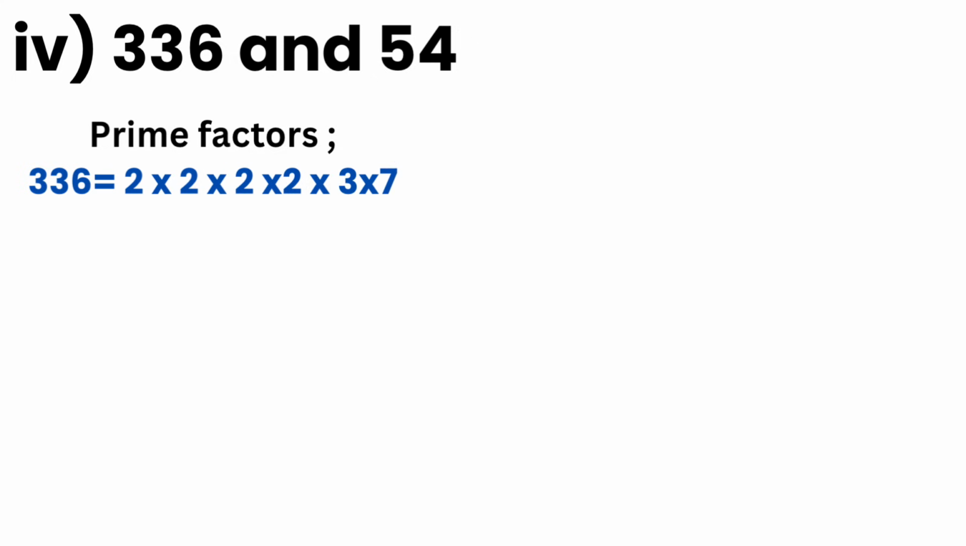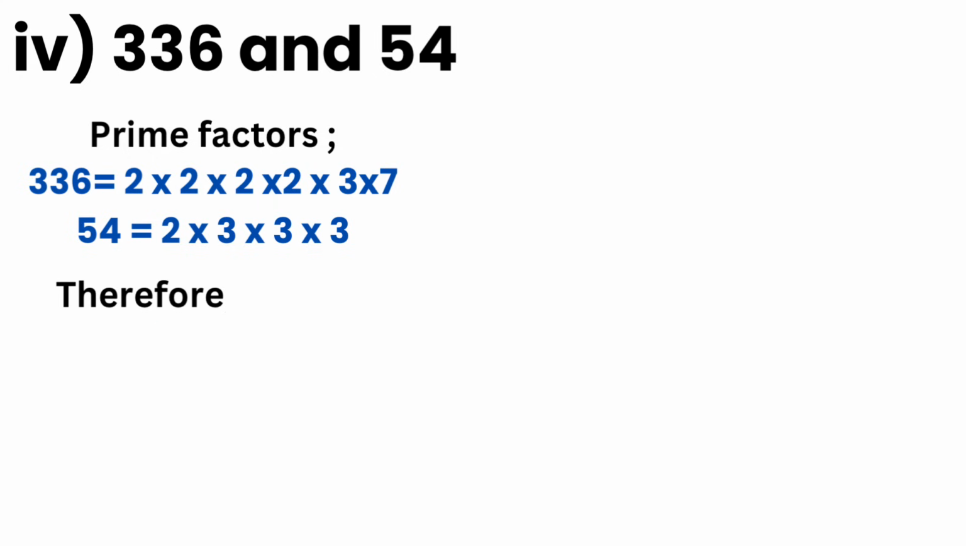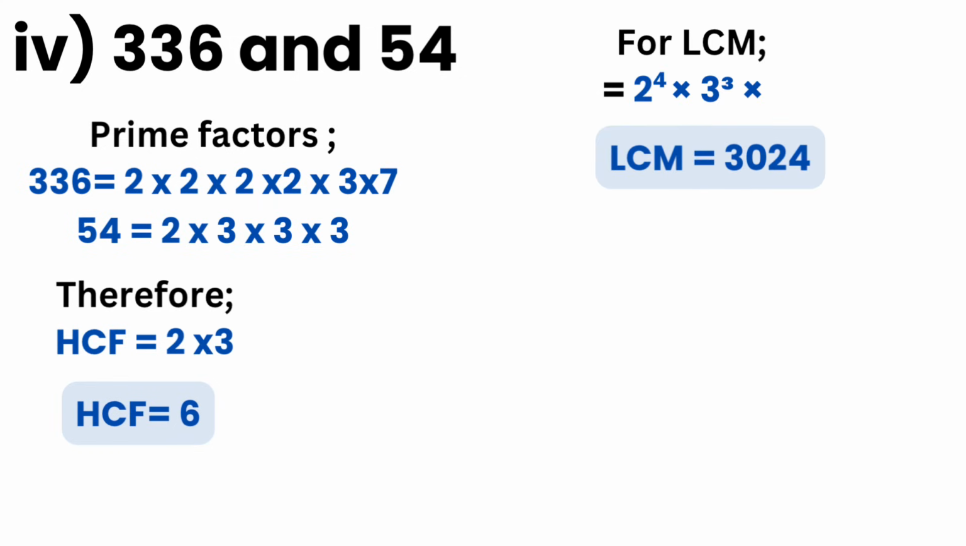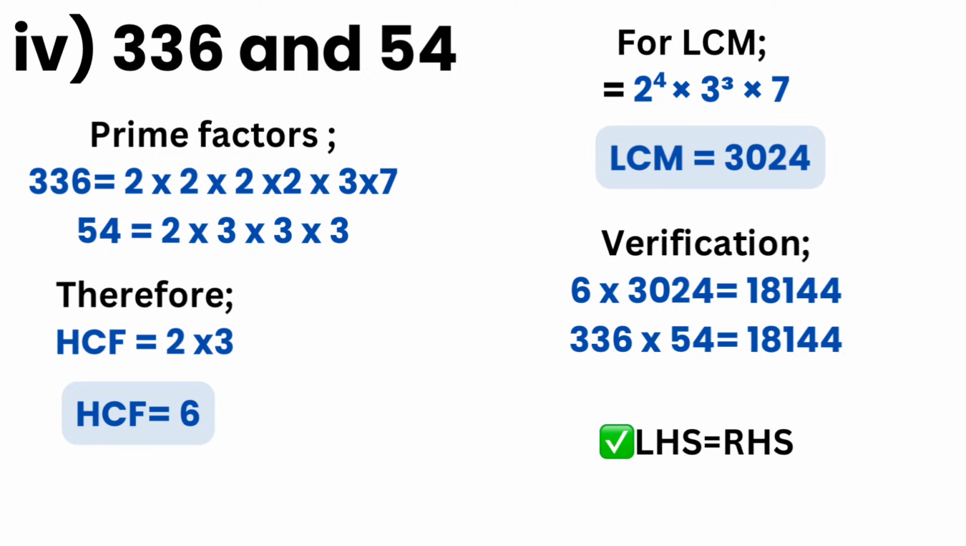The prime factors of 336 would be 2 to the power 4 into 3 into 7 and 54 would be 2 multiplied by 3 cubed. The common prime factors are 2 and 3. For HCF, we take the smallest power, so the HCF would be 6. For LCM, we take the greatest power, that gives us 3024. The verification also works here.